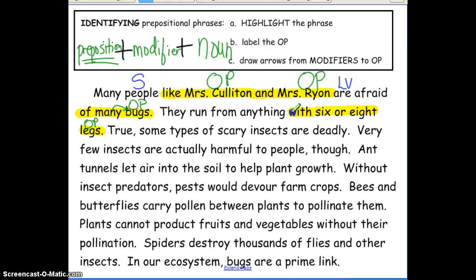There's another prepositional phrase up here. Where's the other preposition? So look for the word in the sentence. We're left with they run from anything. Cooper? From. So if from is the preposition, Cooper, what's the prepositional phrase? From anything. So what do I need to label? What do I need to label in that phrase? And what do I label it as? The OP. Very good. It's the object of the preposition.